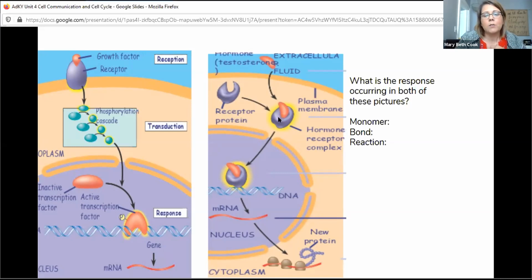I do want to go back to chat here. Looking at these two pictures, what is the response going to be in these two cells? Go to chat and tell me quickly what the response is going to be in these two cells. Okay, a lot of you are saying activation. Activation of what? What's the response going to be?